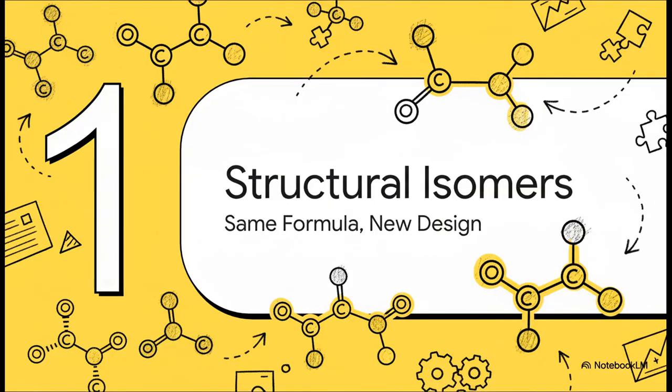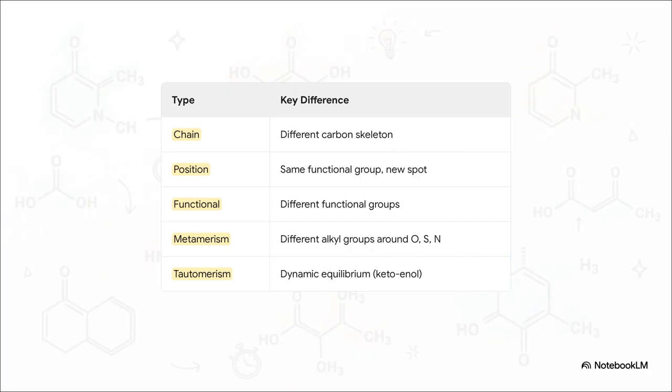So let's tackle that first type, structural isomers. The key word to remember here is connections. The fundamental way the atoms are linked together is what's changing. This slide right here is your ultimate cheat sheet. Think of it like this.